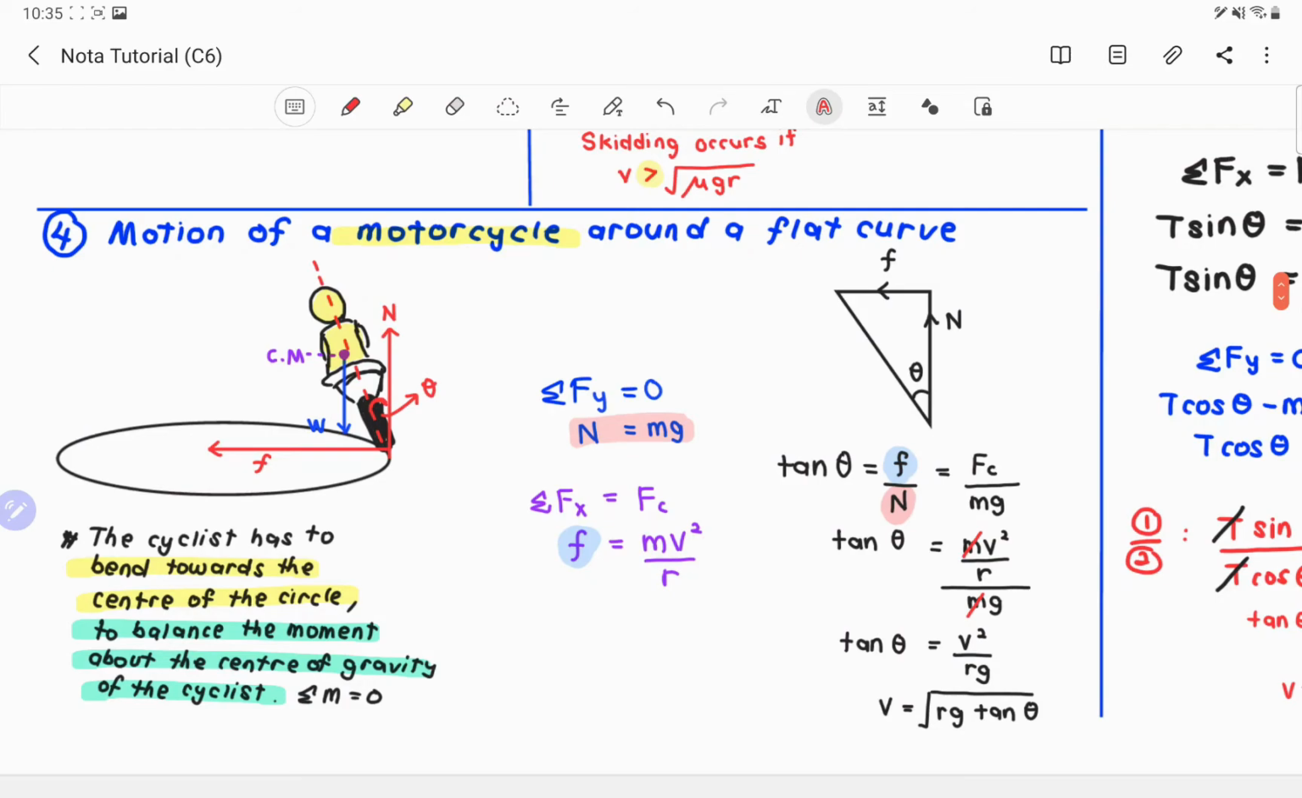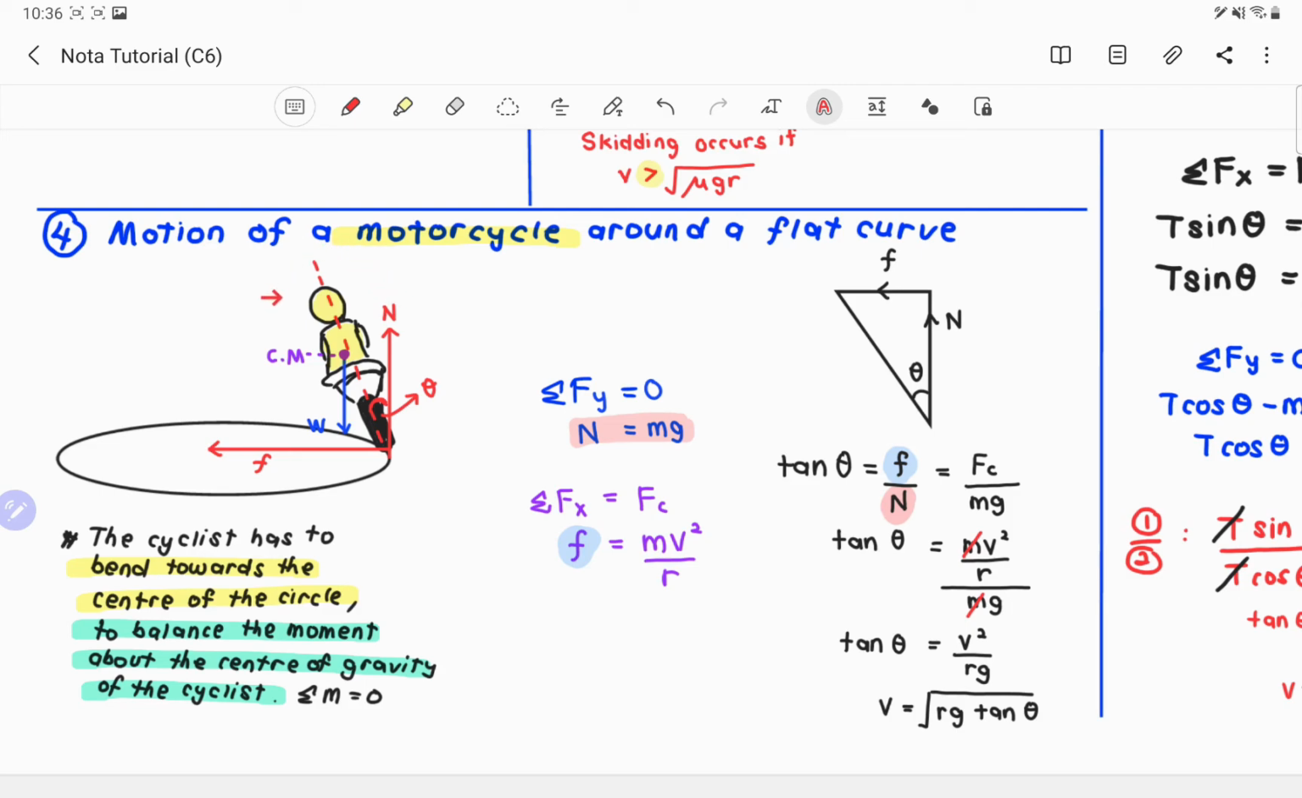Okay, and another one is motion of a motorcycle around a flat curve. Okay, soalan untuk motorcycle ni jarang-jarang keluar, but you need to understand the concept as well. Okay, different from driving a car, if we make a left turn, kalau kita belok kiri, badan kita akan senget ke kanan. Tapi kereta tu tak bergerak pun. But untuk motorcyclist, kalau dia belok ke kiri, badan dia akan belok ke kiri juga, akan senget ke kiri.